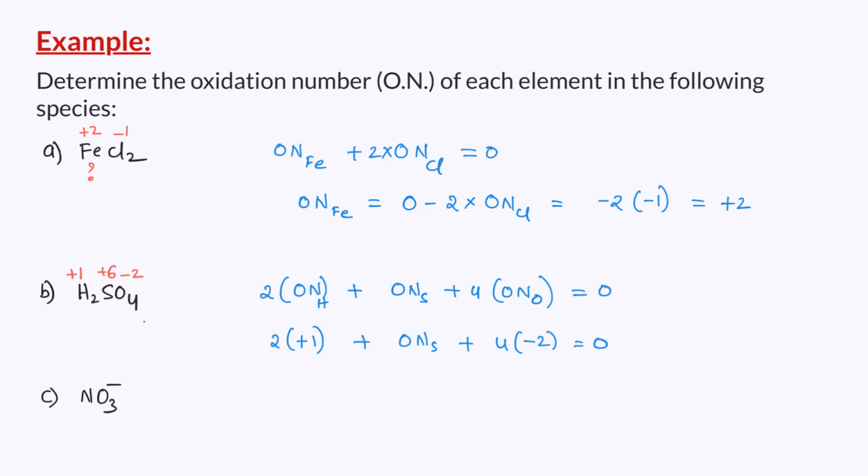Next, nitrate ion NO3-. Oxygen again will have a -2 oxidation number. For nitrogen, we need to use the formula oxidation number of nitrogen plus 3 times the oxidation number of oxygen is equal to the total charge on the ion, which is -1. If we solve for it, we get oxidation number of nitrogen is equal to +5.